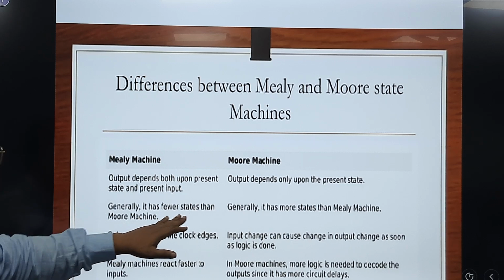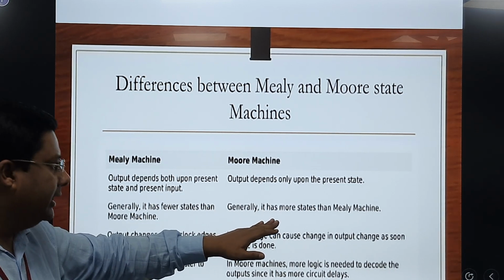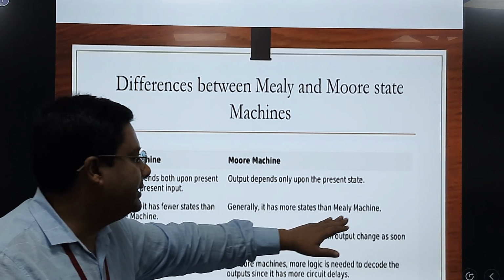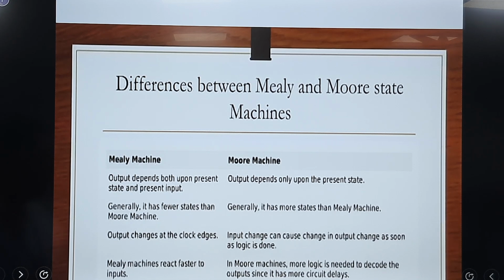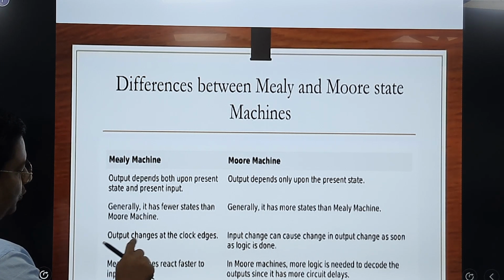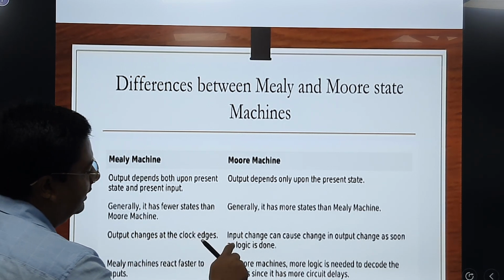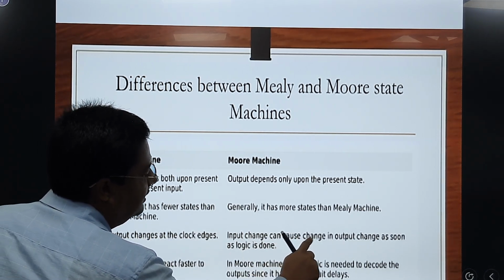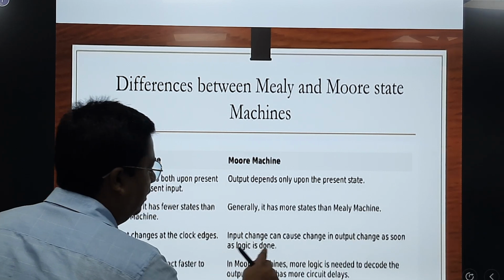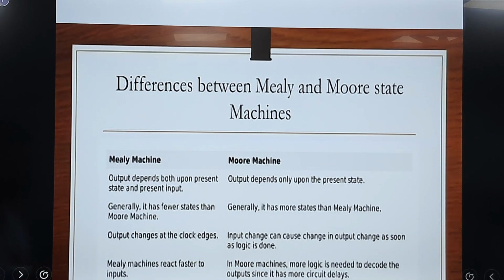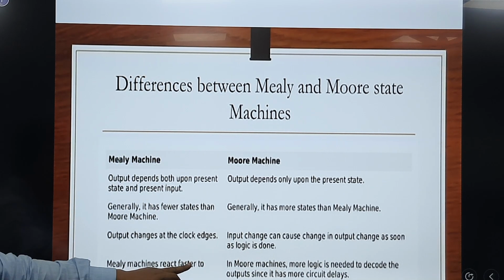Generally the Mealy machine has fewer states than the Moore machine. Generally the Moore machine uses more states than the Mealy machine, because we are going to add some states, that's why the number of states increases. In the Moore machine, output changes at the clock edge. In the Mealy machine, input changes can change the output as soon as the logic is done.